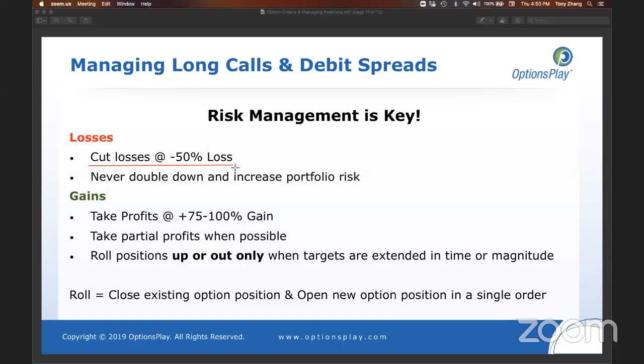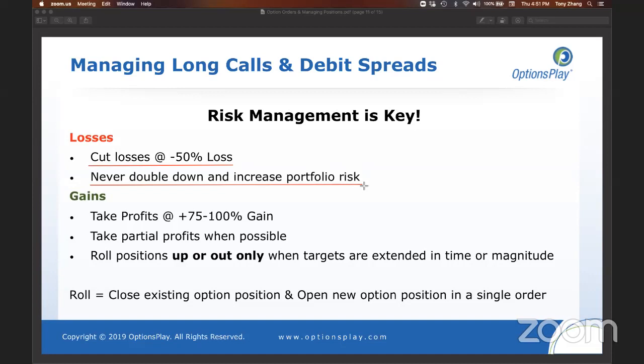So my rule of thumb here for these types of trades is never, ever double down and increase your portfolio risk. A lot of times someone will buy a debit spread or a call option, they start losing money on that trade, and I get the question, hey, this trade's gone against me, what do you think about me buying some more calls? And my answer always is, if you weren't already in a losing trade, would you buy another call right now? And 9 out of 10 times that answer is no. That's really the reason why you shouldn't double down and add more risk to an already losing trade.